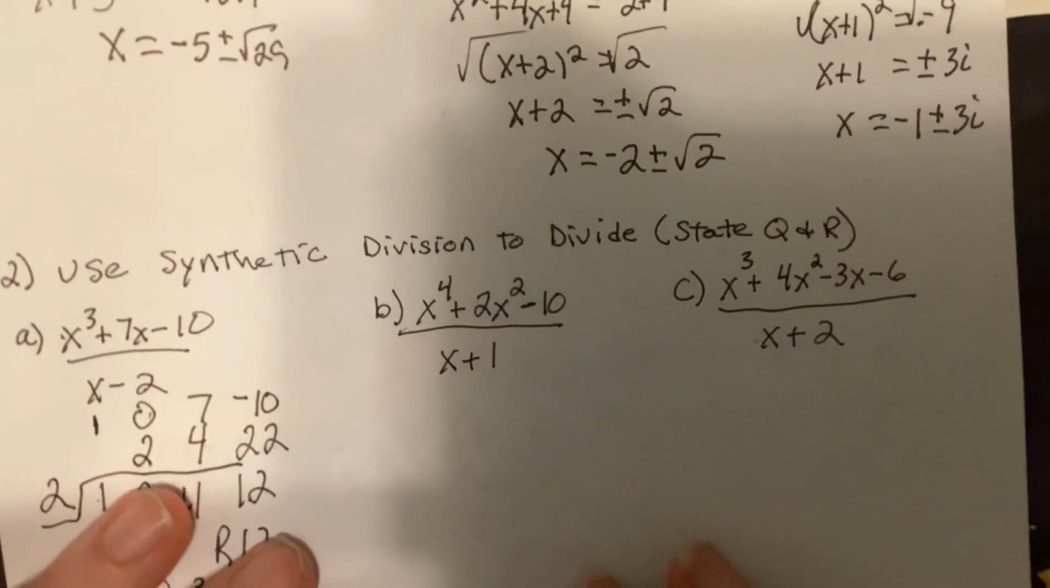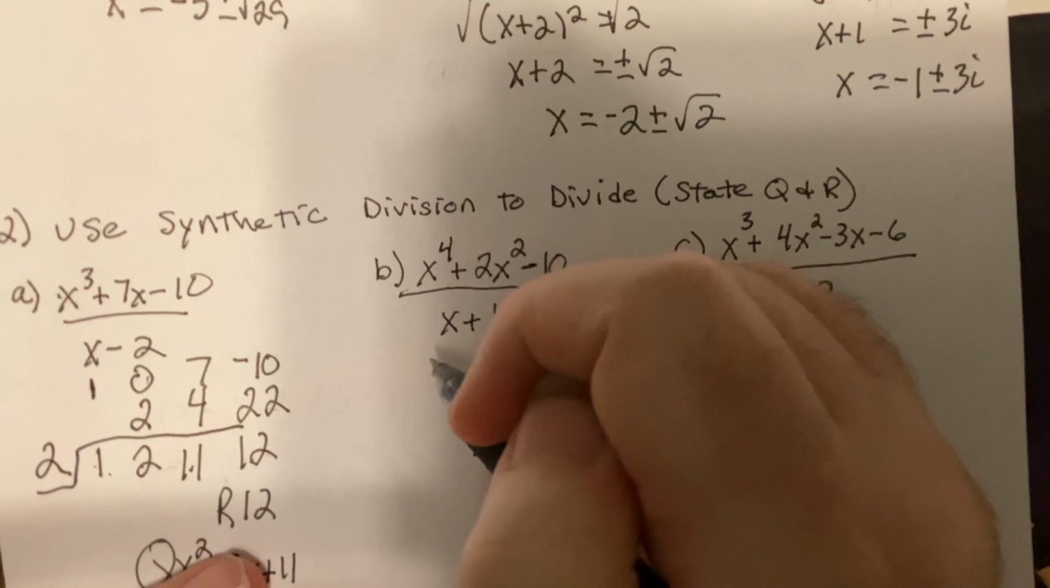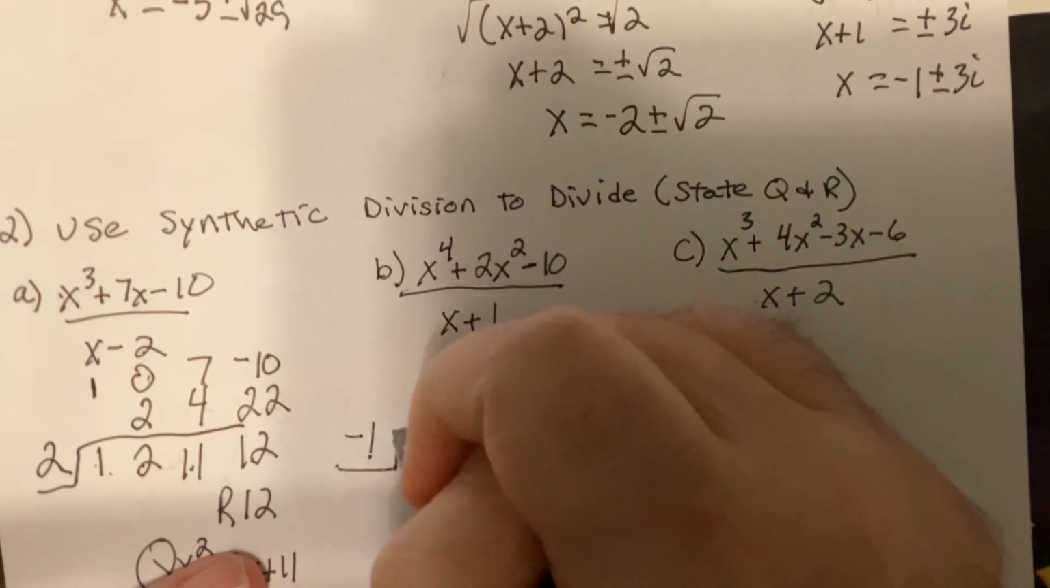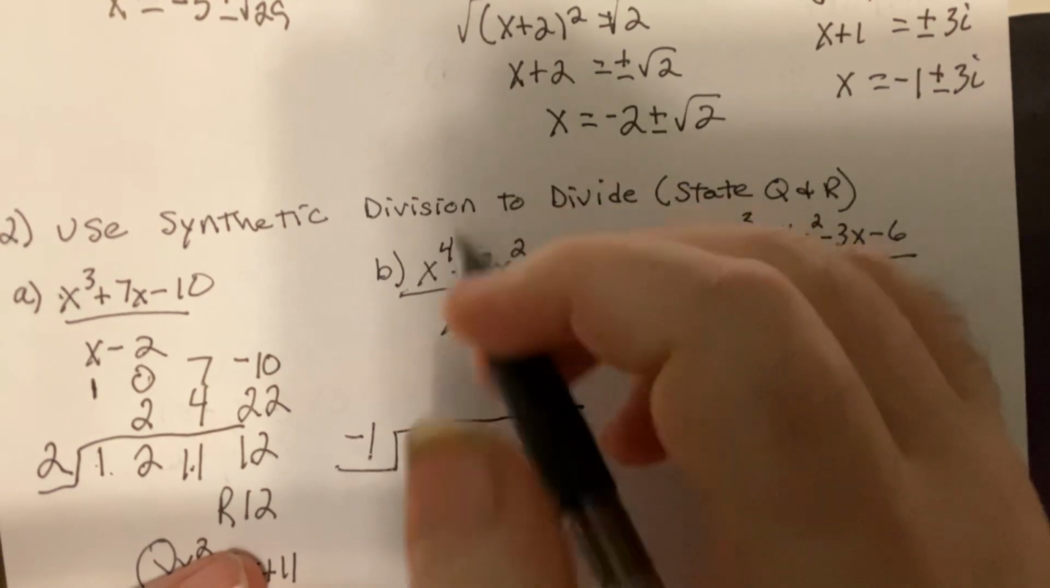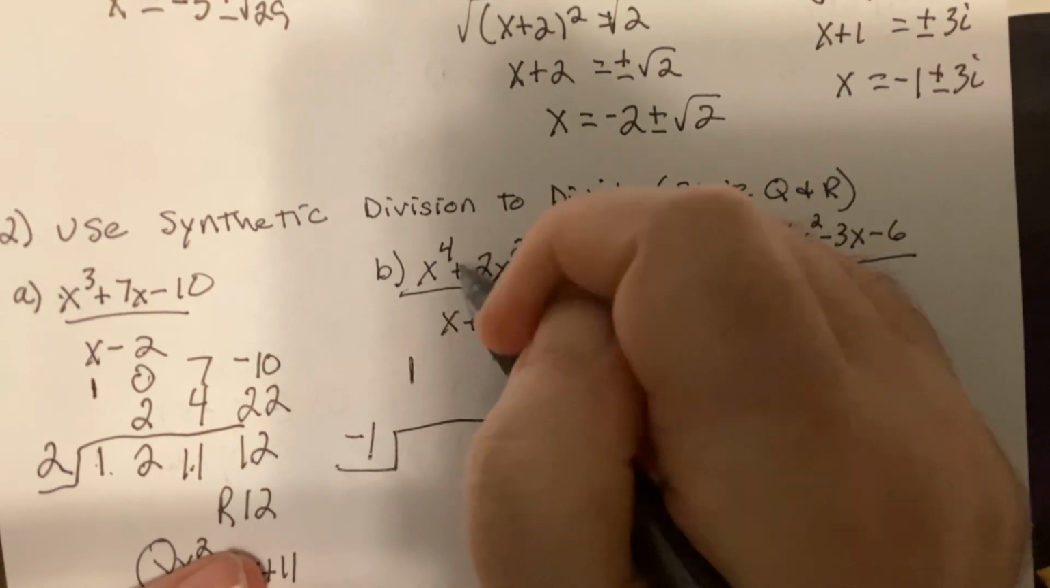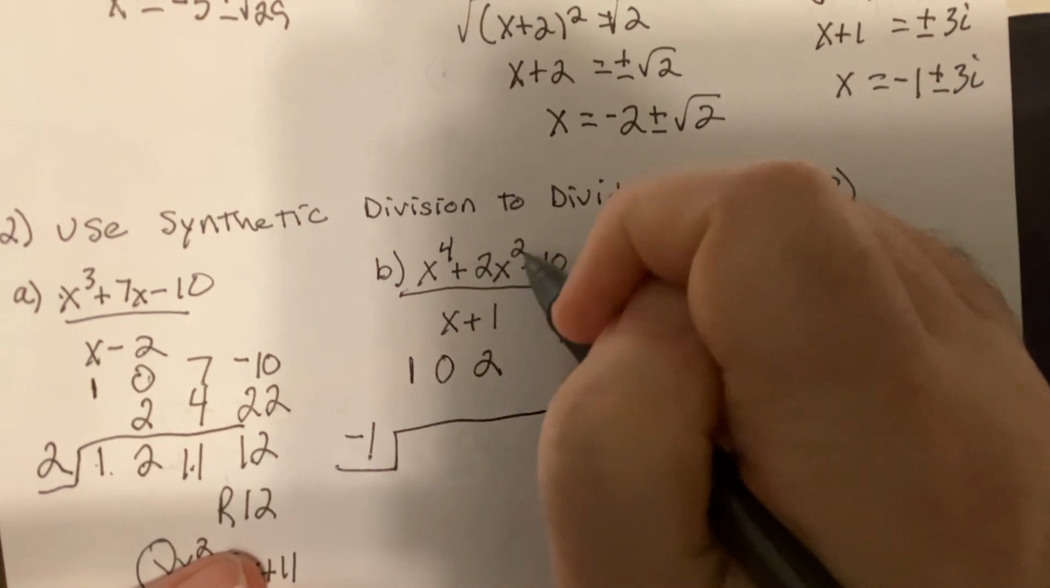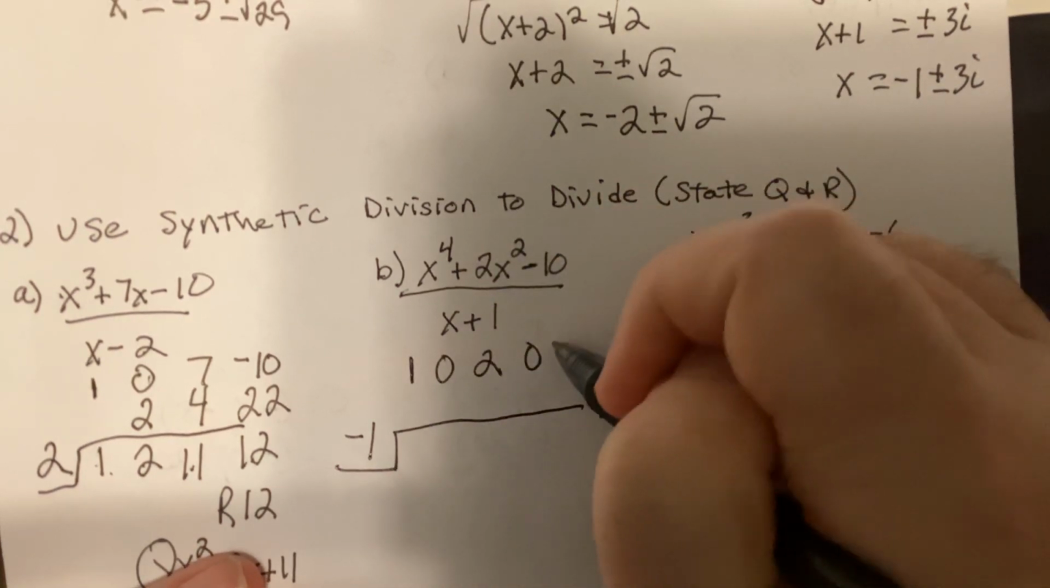Woo-hoo. This one. The opposite's negative 1. Starts at x to the 4th, coefficient's 1. Missing x cubed, put 0. 2, missing x, put 0, and then negative 10.